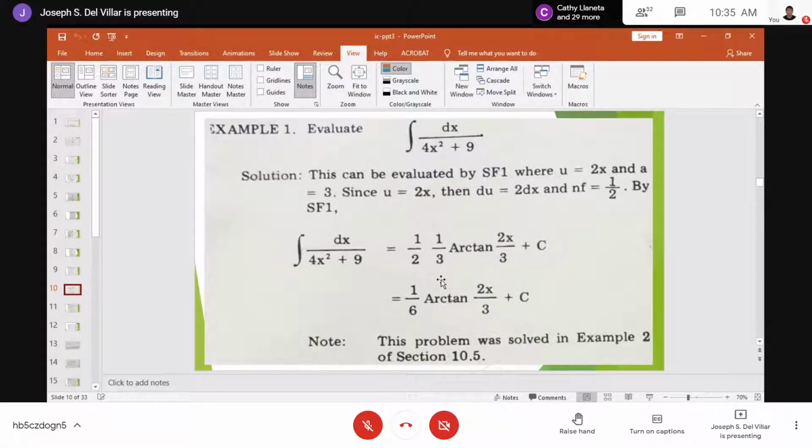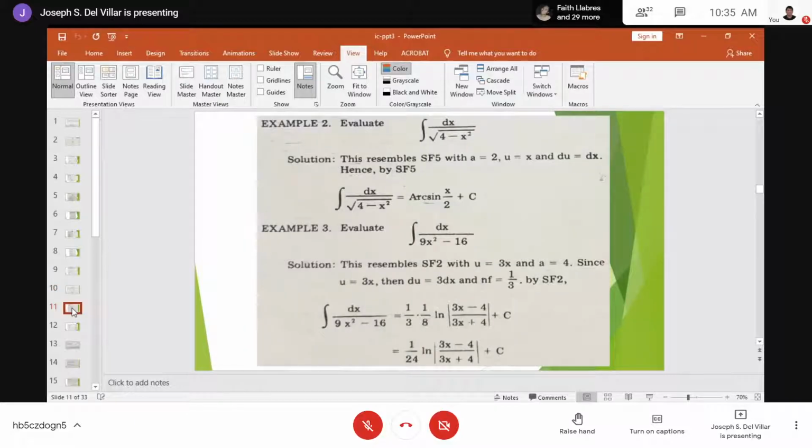So when it is balanced, that's the time you apply the formula. So 1/2 times 1/3 arctan of 2x over 3 plus c. And then simplify. Okay, similarly, the same goes here.